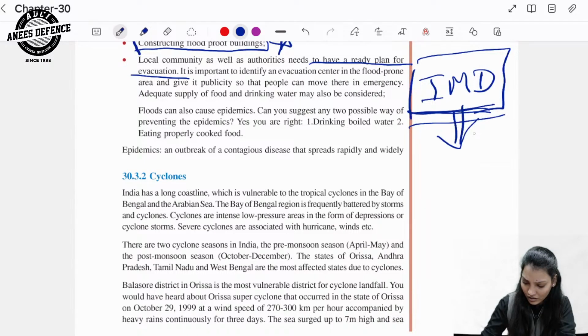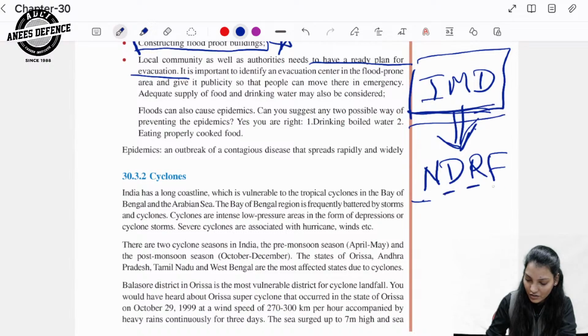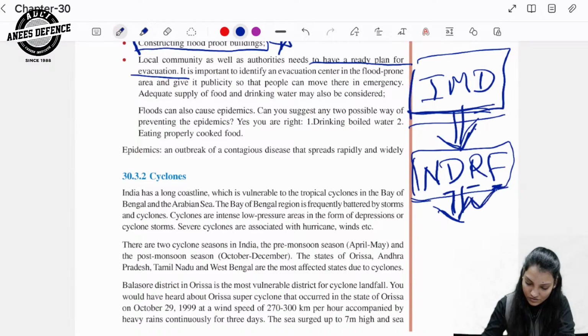We have a team to handle natural disasters, NDRF, the National Disaster Response Force. This is the team that works for the different natural disasters. It evacuates the people from that particular location. So NDRF's role is very important in case of natural disasters.